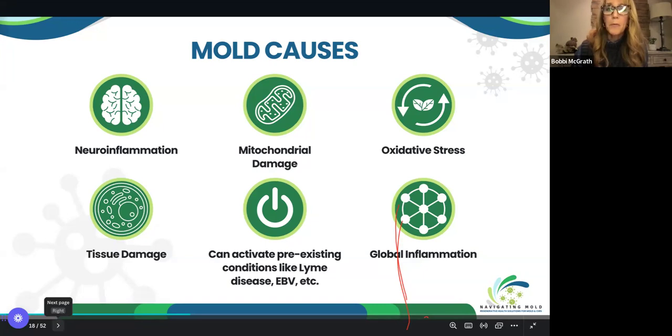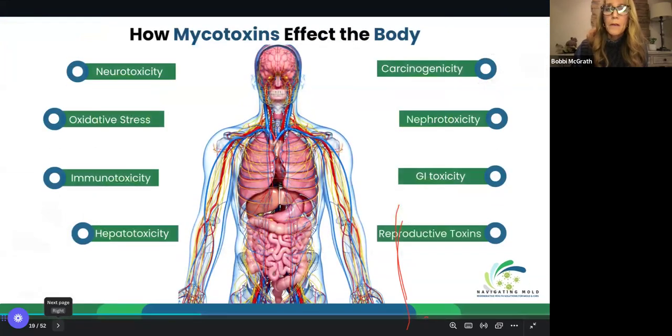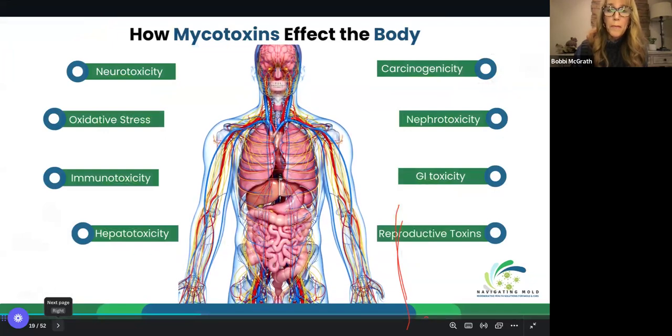And a lot of times, when people count up their symptoms, they're just blown away by the fact that mold really does impact so many systems of the body. So mycotoxins, which are what the mold gives off, as we mentioned, impact your nervous system with neurotoxicity. It makes it toxic and causes oxidative stress, but it also impacts your immune system. It actually makes it toxic.